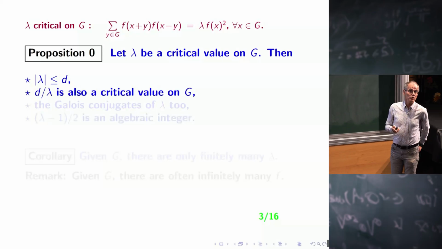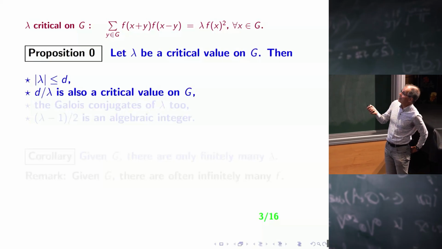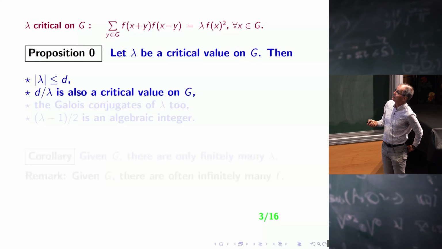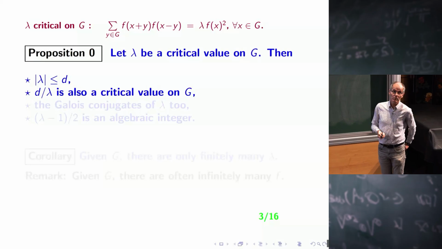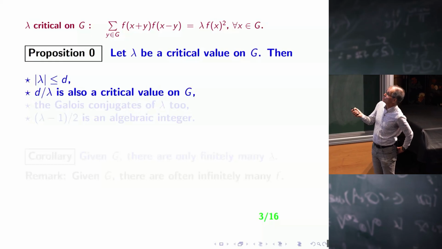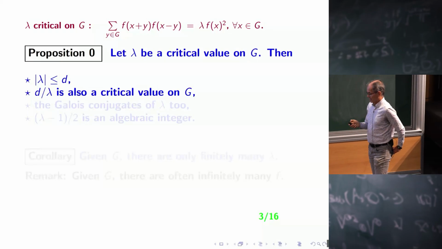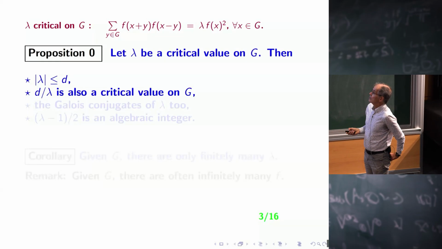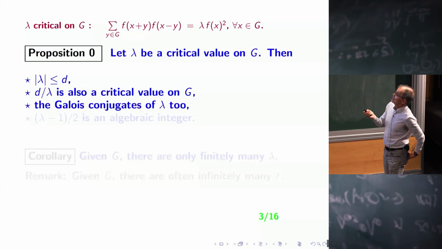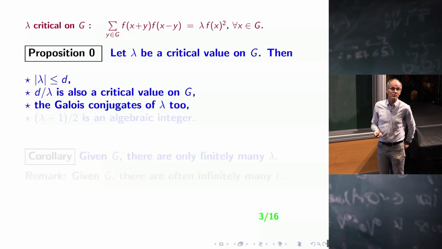Another easy thing is that d over lambda is also a critical value, because if you have a solution f, you can replace f by its Fourier transform. And the square becomes convolution, and the convolution becomes square. So you get the same equation, but with d over lambda. That's nice. Another easy remark is that if lambda is a critical value, the Galois conjugates are critical values because the equation has integral coefficients.